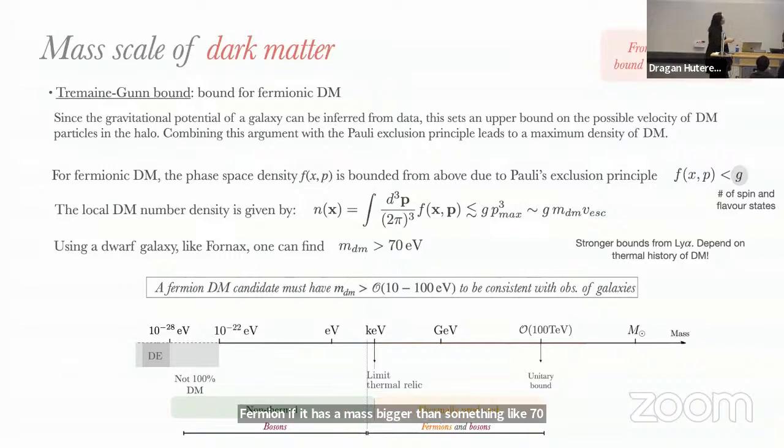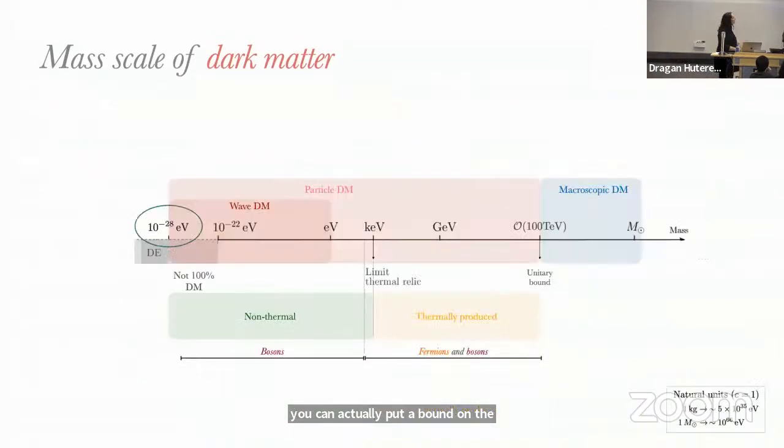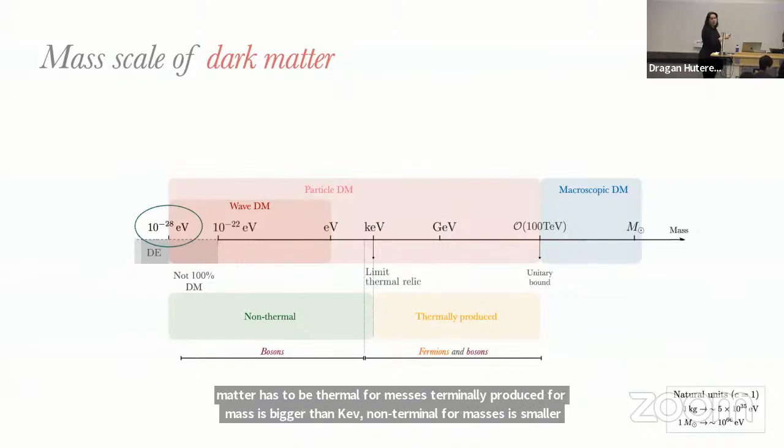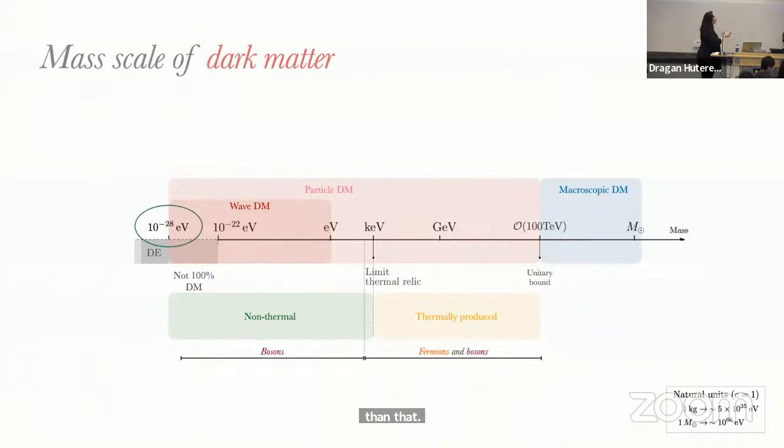I don't know about you, but I think it's amazing that with Newtonian physics and observations of a galaxy, you can actually put a bound on the spin of particle dark matter. We're not talking about a collider here; we're talking about really just astrophysics. So this is what we have now. Dark matter has to be thermally produced for masses bigger than keV, and non-thermal for masses smaller than that. So I can have dark matter with masses smaller than keV, but it has to be non-thermally produced, and it has to be a boson.